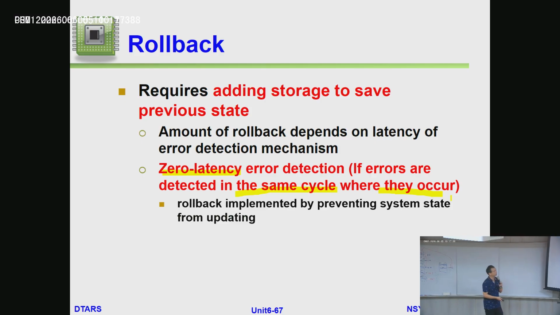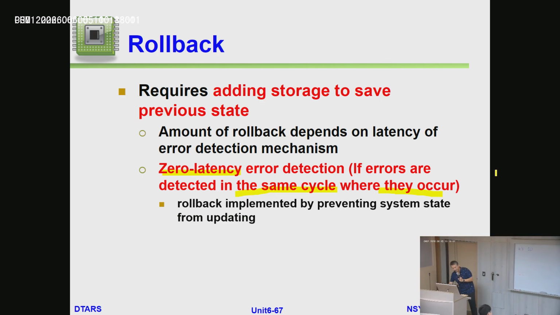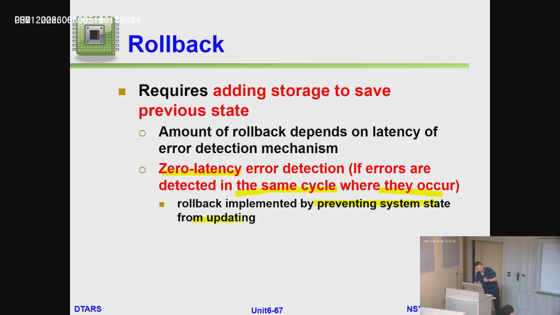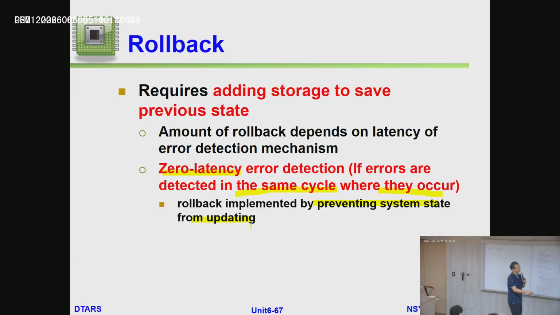So for some methods, you will find that their goal, their objective, is to implement zero latency. Okay, so this property is very important in order to minimize the time penalty, the performance degradation of our methods. So rollback here, if we do the rollback, actually we want to prevent the system state from updating. If we can detect the errors in the same cycle, then when we do rollback, we can prevent the system state from being updated because we do that in the same cycle. The system state should be updated in the next cycle.